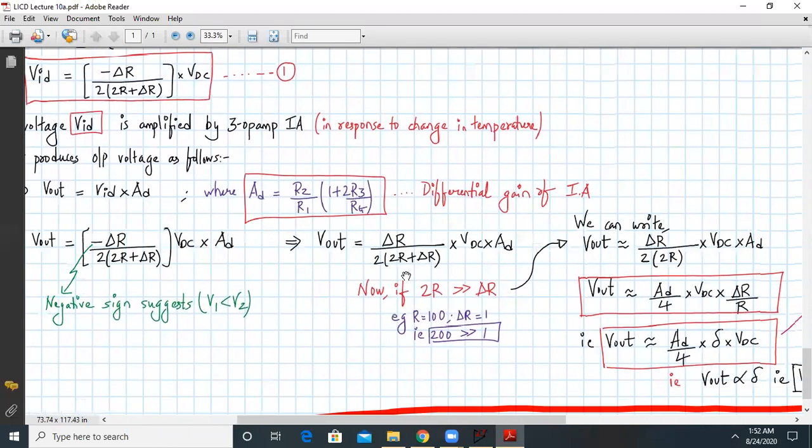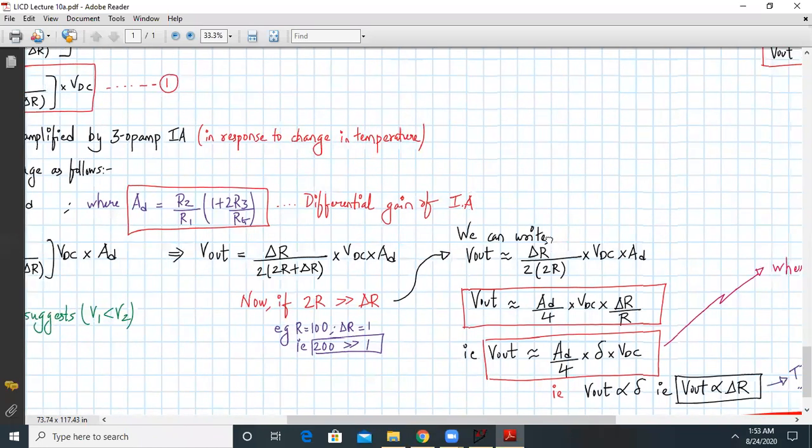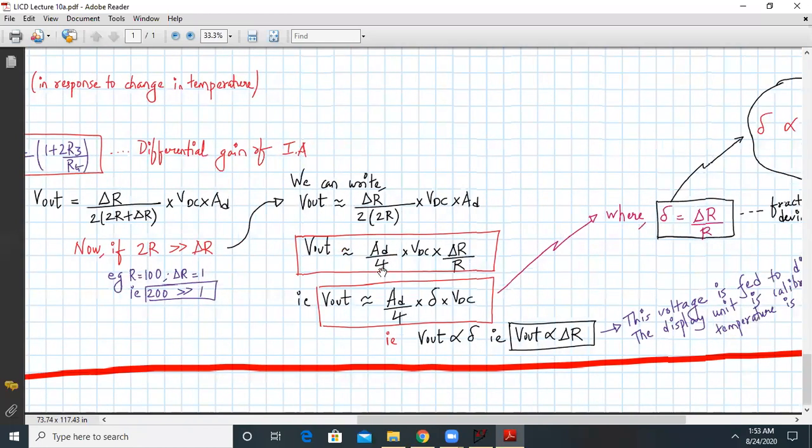Now we consider that the value of 2R is much greater than delta R. For example, if R is 100 and the change in resistance, delta R, is around 1 ohm, then 200, as we know, is very much greater than 1. So it will be a good approximation, and in the denominator we can ignore the value of delta R. So we get Vout approximately equal to delta R upon twice into 2R into VDC into AD, which can be approximated as AD divided by 4 into VDC into delta R upon R.